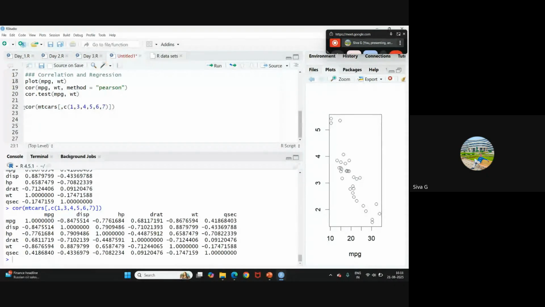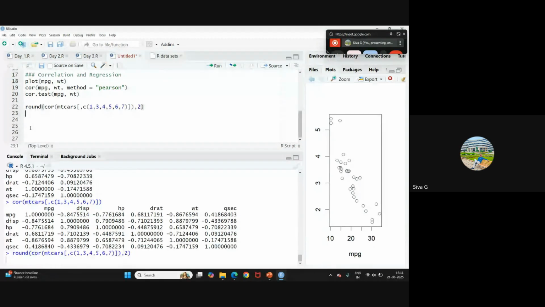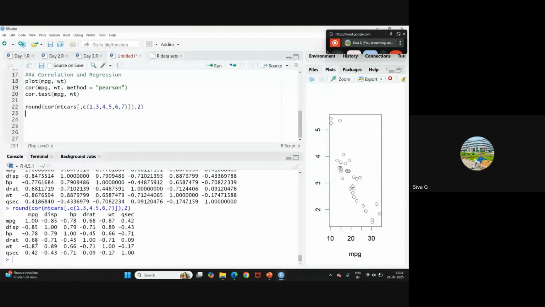I'll do one thing. I will reduce the number of decimals. See, many decimals are there, right? Simply we'll go with the round function with only 2 decimals. Now if I run this one, we got the correlation matrix with only 2 decimals. So this is the correlation matrix. Diagonal elements are 1, 1, 1. Above and below diagonal elements are the same. The correlation between displacement and MPG, and MPG and displacement, are both the same.